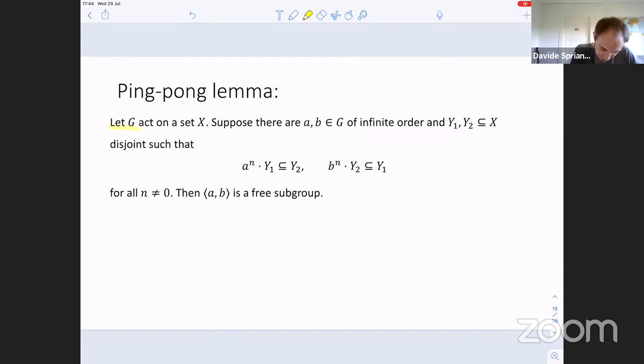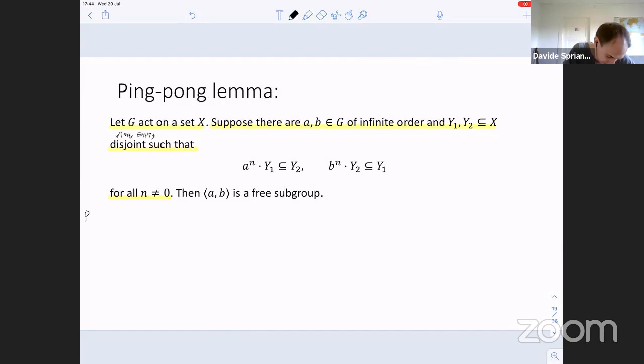So let G be a group acting on a set X. Suppose that there are elements A and B in G of infinite order, and then sets Y1 and Y2 in X, disjoint, non-empty, such that for all n which are non-zero, A^n applied to Y1 stays inside Y2, and B^n applied to Y2 stays inside Y1. Then <A,B> is a free subgroup.